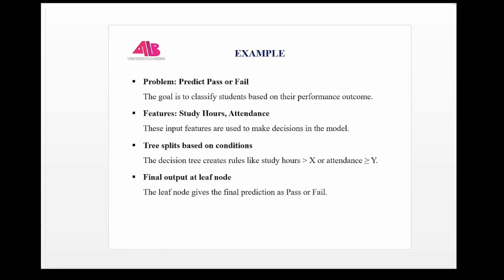Now the decision tree starts asking questions. For example, it may first check whether study hours are greater than some value or not. Based on the answer, it moves to the next condition, like attendance greater than a certain percentage. Once all conditions are checked, the tree reaches the leaf node. The leaf node gives the final result, either pass or fail.